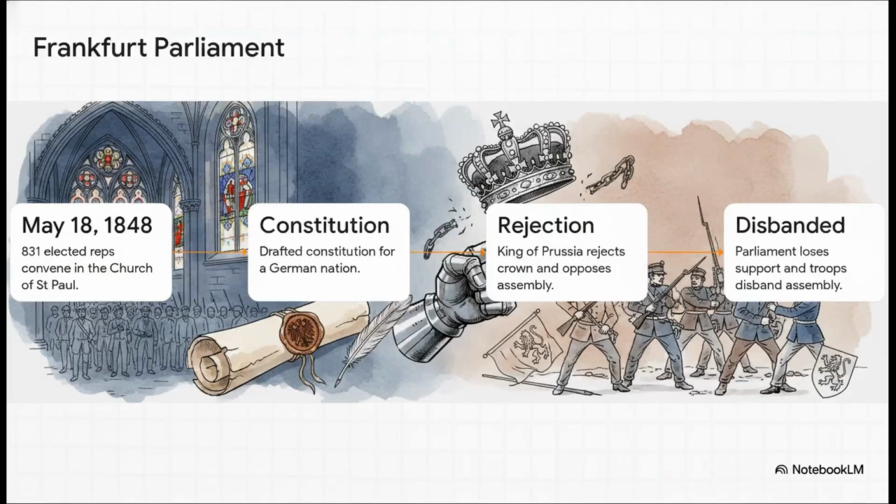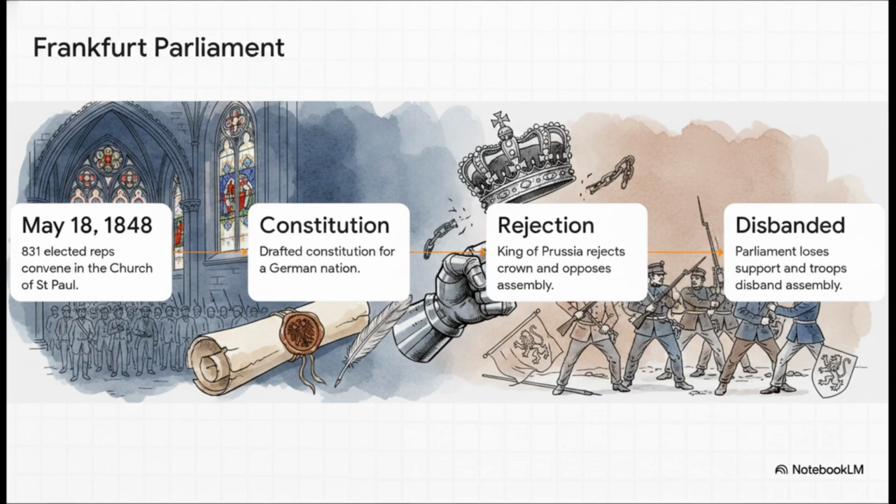The Frankfurt Parliament's grand attempt to unify Germany ultimately failed step by step. On May 18, 1848, those 831 representatives marched festively into the church. They actually successfully drafted a constitution for a unified Germany under a constitutional monarchy. But when they offered the crown to Friedrich Wilhelm IV, the King of Prussia, he outright rejected it. He refused to be bound by a parliament and joined other monarchs to crush the assembly.